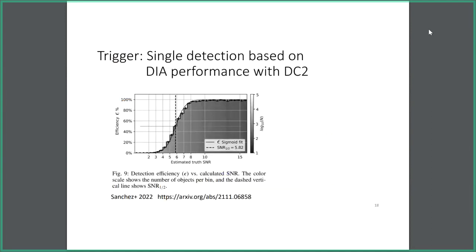So this is the trigger model. It's a single detection, and it's based on how DIA performed with DC2. So this is the efficiency for detecting as a function of signal to noise. And a good way to characterize it is at 50% efficiency, the signal to noise is 5.8. But it's not an exact step, it's a curve. Okay, next slide.